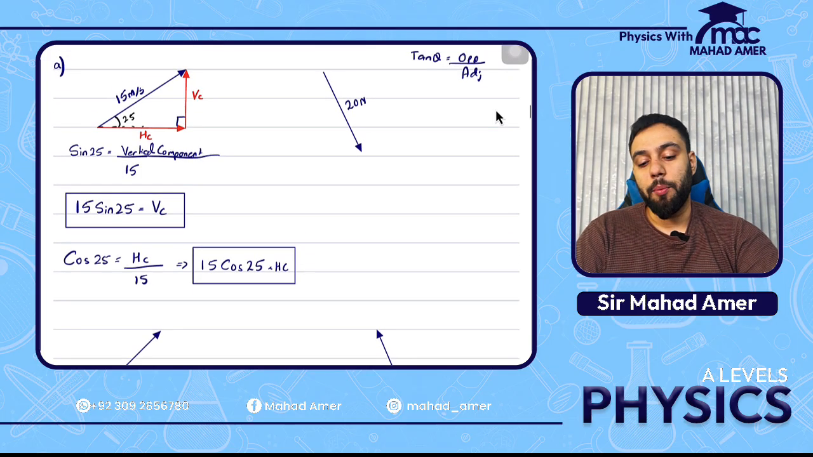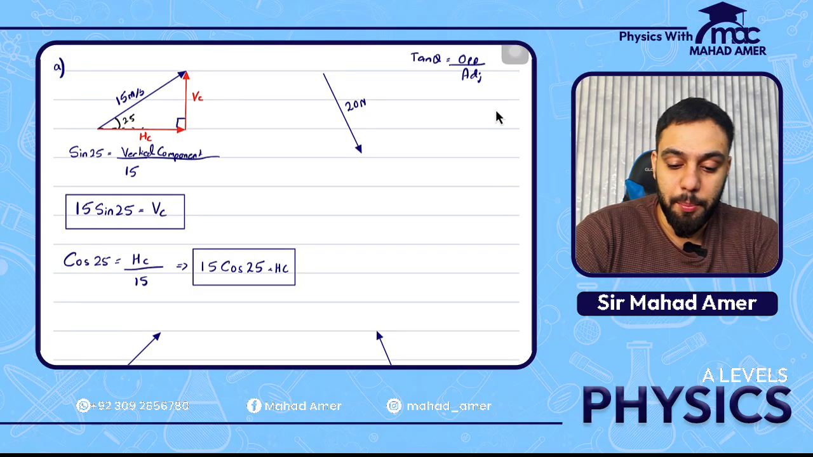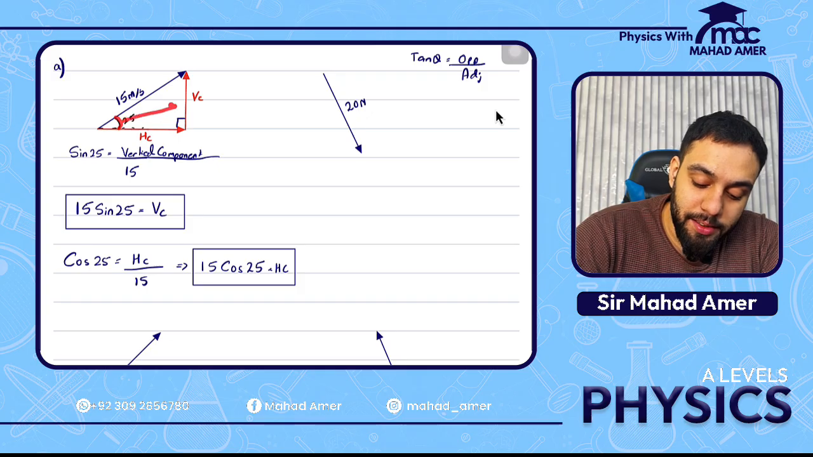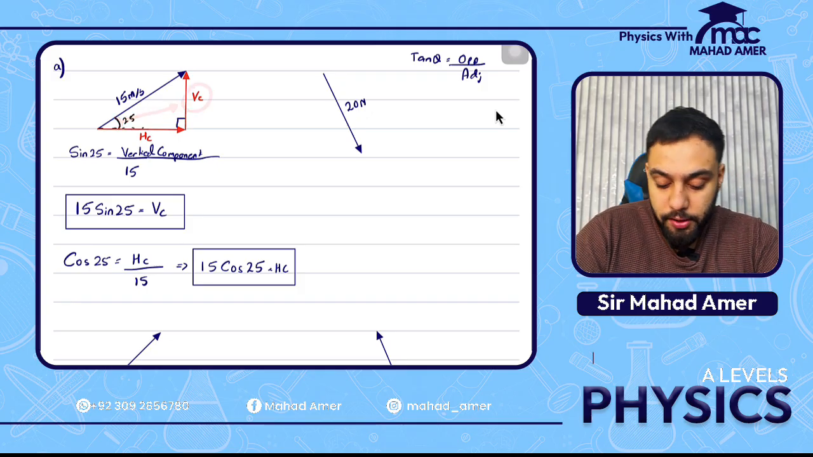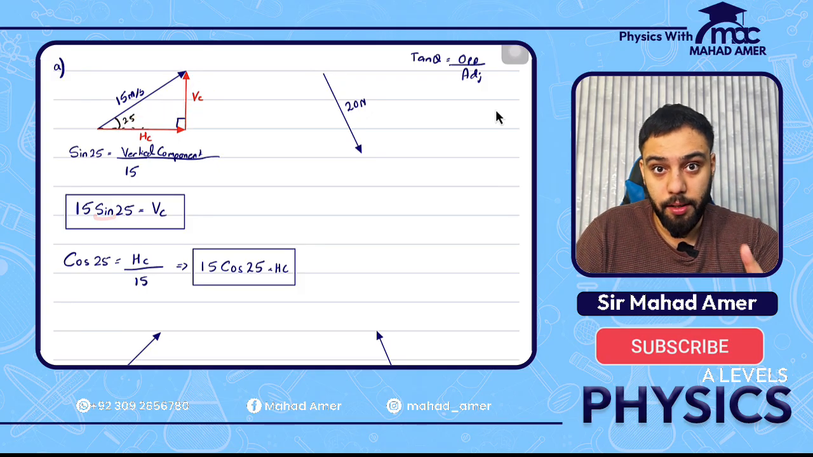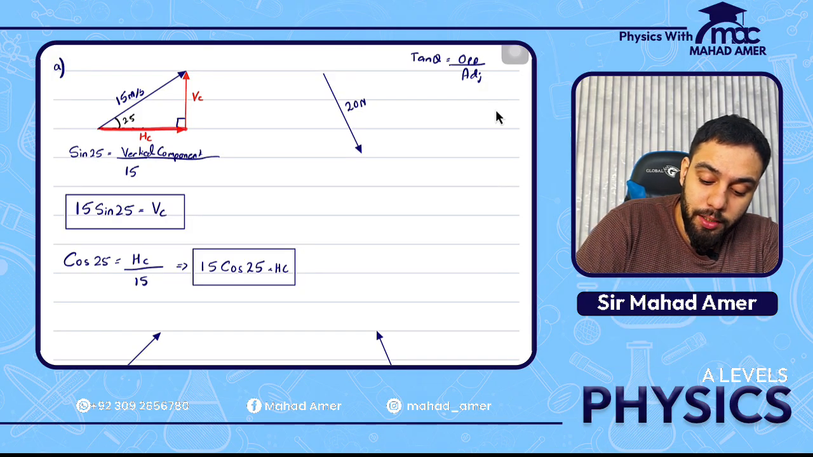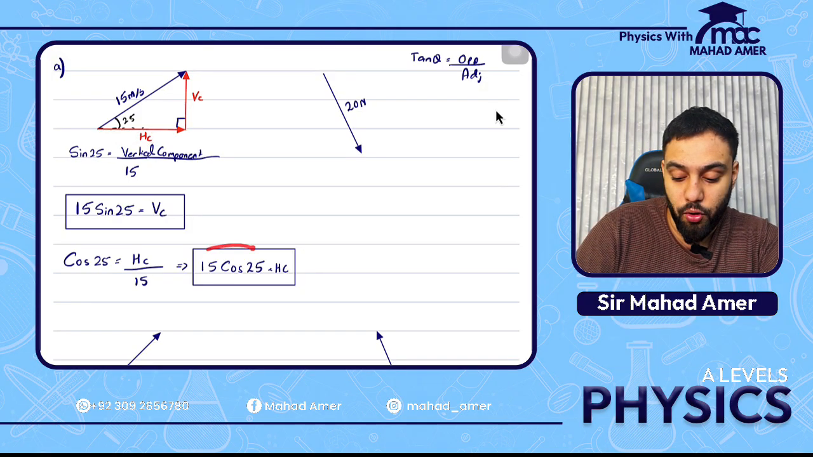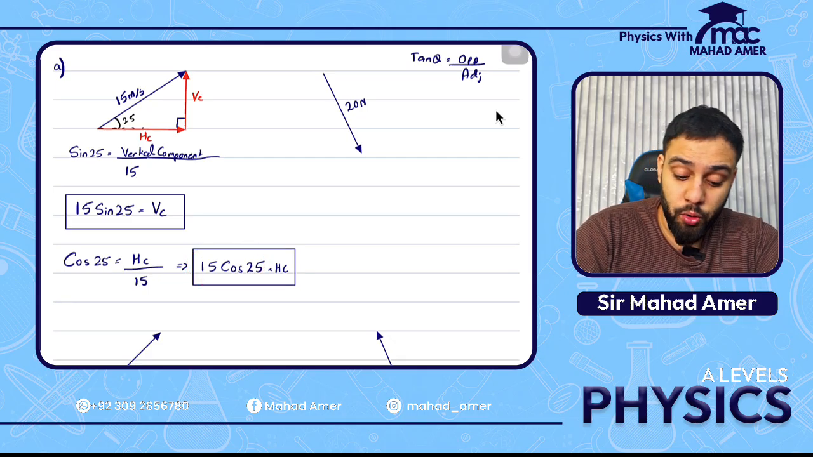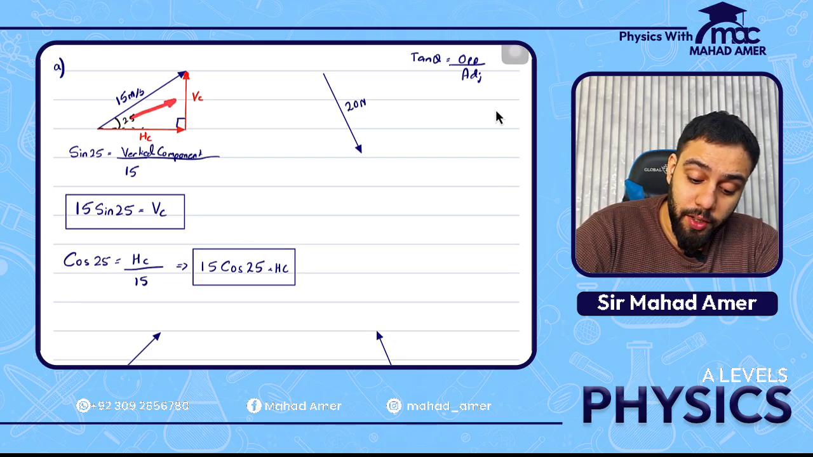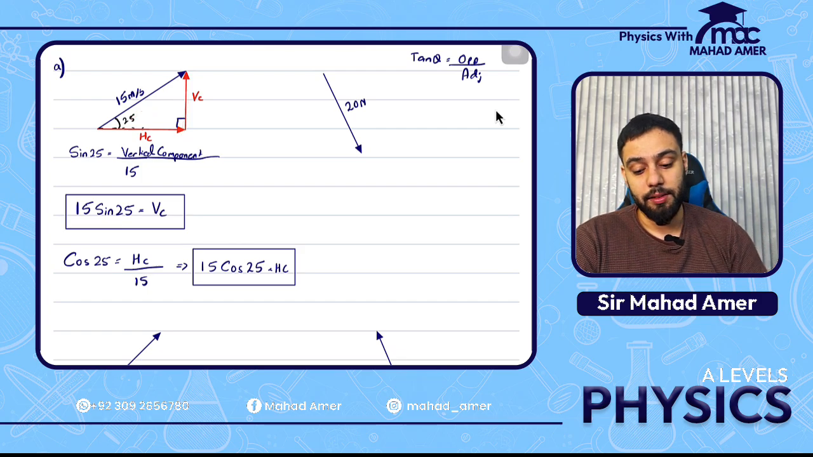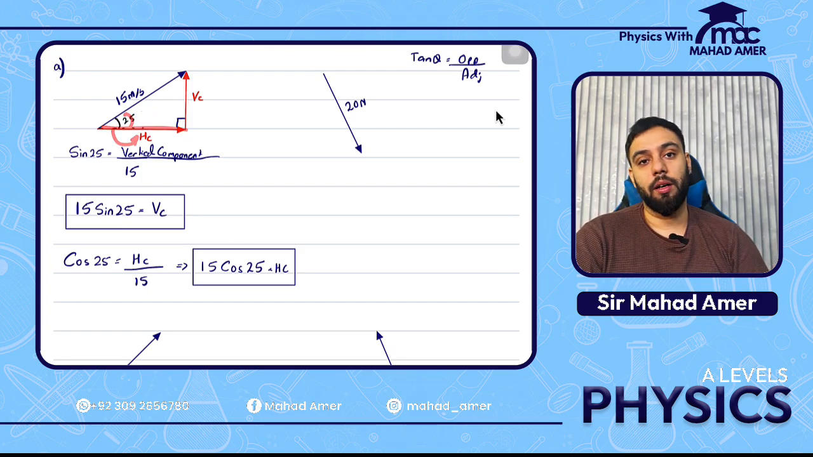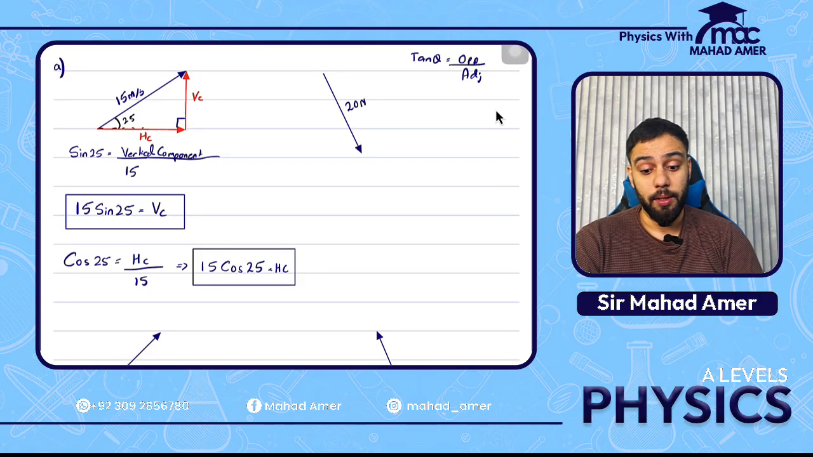Now there's one very important point to learn here. The component that is in front of the angle is always the sine component, and the component that is with the angle is the cos component. So the component in front of the angle is the sine component, and the component that is with the angle is the cos component.